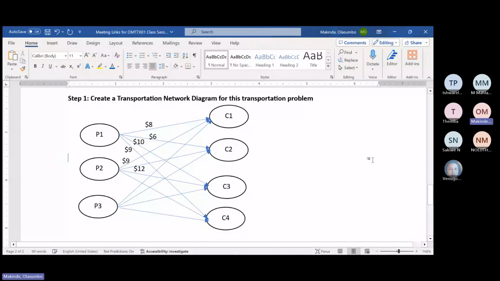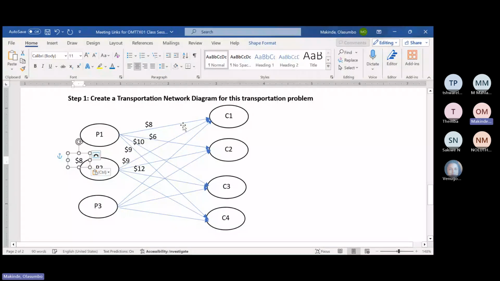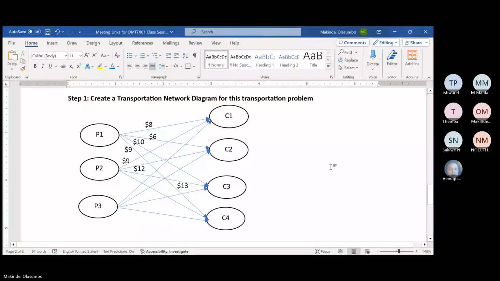Then plant 2 to city 3, according to the table, you go and check it. Plant 2 to city 3 is $13. Please don't make mistakes. Make sure you are picking the right value, because as soon as you make a mistake, it throws you out. That's the problem with this computation. Plant 2 to city 3 is $13, so I'm placing it in a place where I can see it easily. In terms of the arrow linking from P2 to C3, I can see the cost.